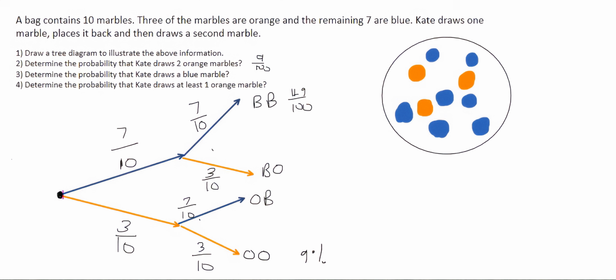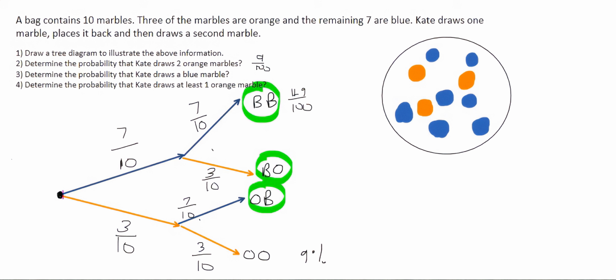Well, that's quite a lot to ask. A blue marble could be any one of the following branches. This one, because that's BB, so that's blue, blue. She could do this one, which is the blue, orange. Or she could do that one, that's the orange, blue. So we would have to go add all of those together. Okay, so let's do that, and then I'll show you a faster way.